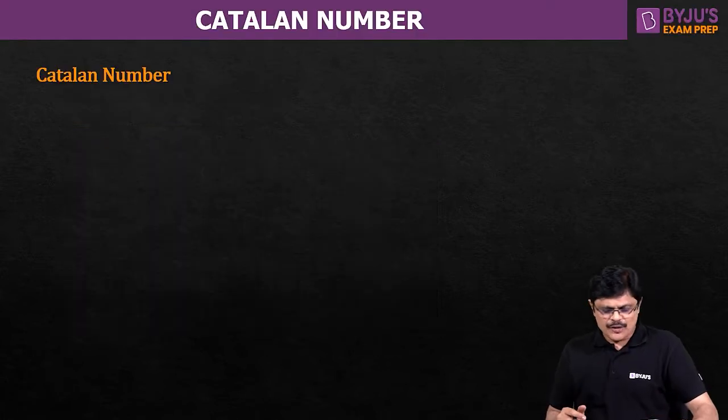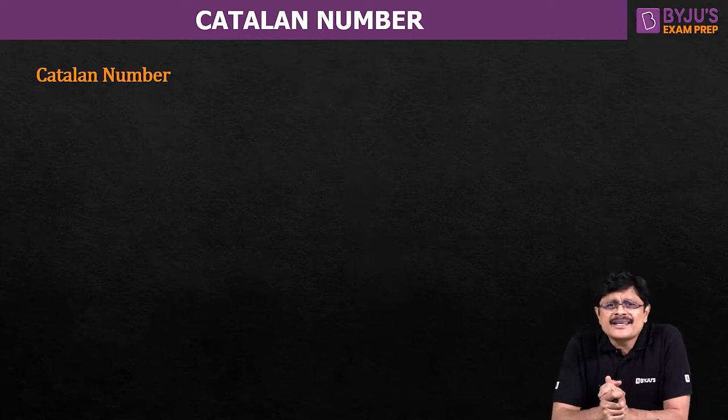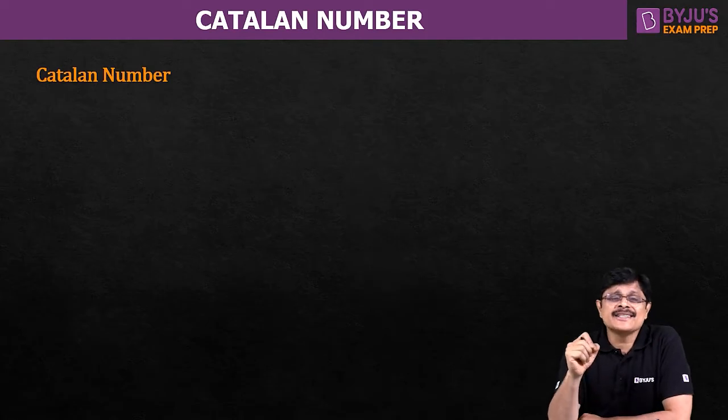Okay. So now let us start with Catalan number. See, Catalan numbers are a sequence of natural numbers which are solutions for many counting problems. There are many counting problems for which Catalan number is the solution.